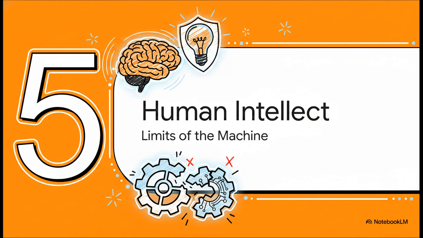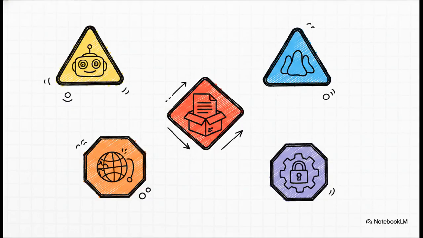Now, let's transition to our final, and honestly, perhaps the most crucial section, amplifying your human intellect. We really need to understand the limits of the machine. So the crucial point is this. Building a trustworthy mental framework requires knowing exactly where these tools fail mechanically. Let's look at the 2026 warning labels.